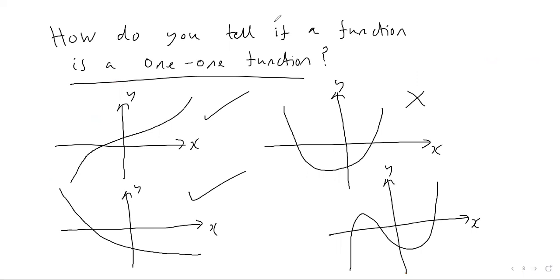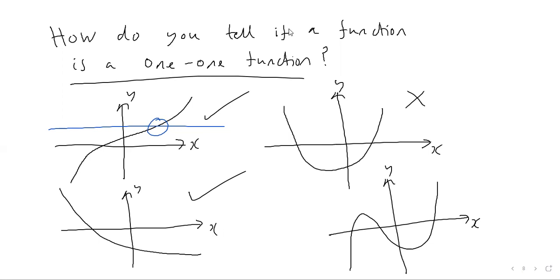So how do you tell if a function is a one-to-one function? You can do something called the horizontal line test. What you can do is draw a flat horizontal line like that. Now, if there is one point of intersection and one point of intersection only between that flat line and your function, then it is a one-to-one function, because for every output you have, there's a unique input for that output.